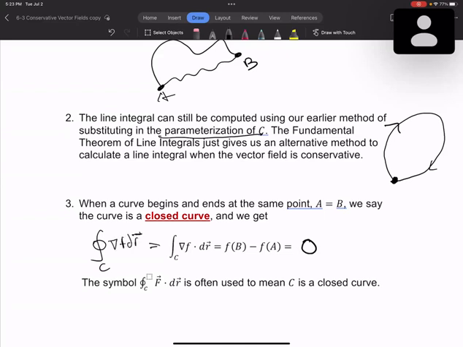I think you have seen that nice notation in the Maxwell equations. So this is another new notation: it means the curve is closed, like the circle. This curve is not closed because it doesn't start where it ends.